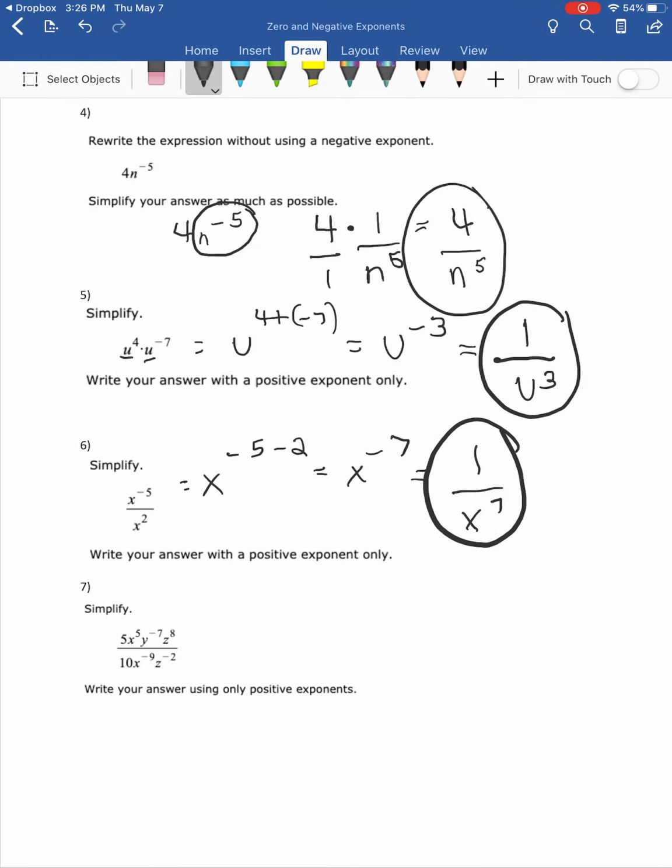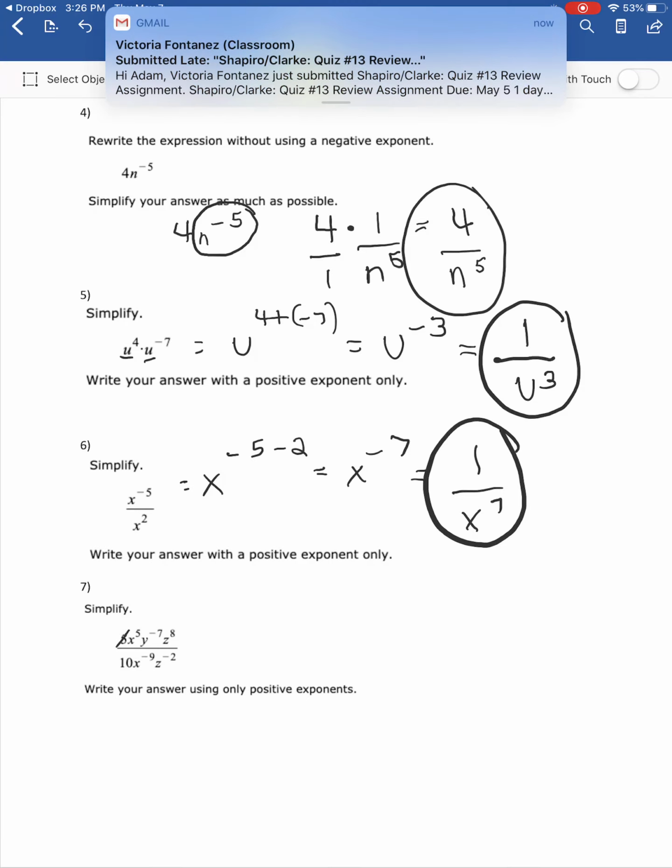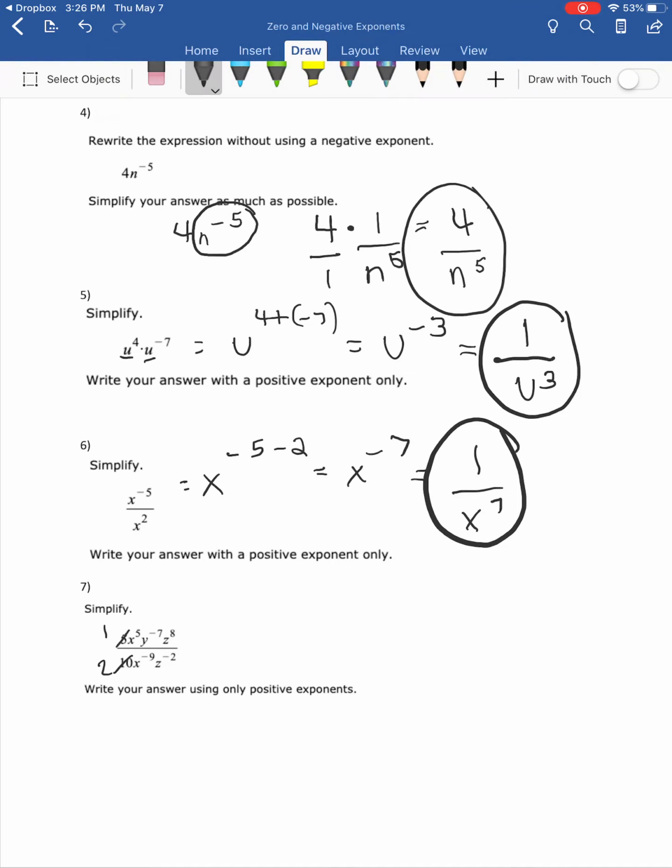Okay, number 7, a longer one. So we have the 5 and 10. We'll take those separately. I'm going to simplify both, divisible by 5, so that's going to be 1 and a 2. For the x's, you have x to the 5th in this division, and an x to the negative 9, so it's x to the 5 minus negative 9, so that's going to be x to the 14th, and that's going to go on top because it's a positive exponent.